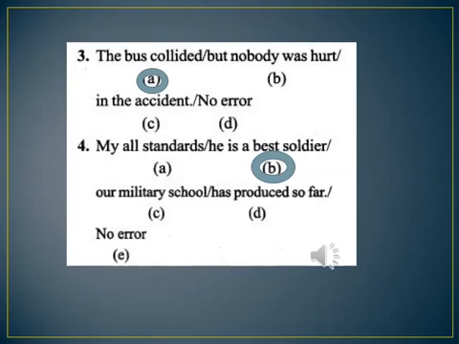Now let's go to the fourth one. By all standards. I told you there is no error in this, because in place of M it should be B. Now the error is in B. He is a best soldier. Best shows superlative degree. When superlative degree is used, then we have to use the, not a. So it will be, he is the best soldier our military school has produced so far. So the error is in B.